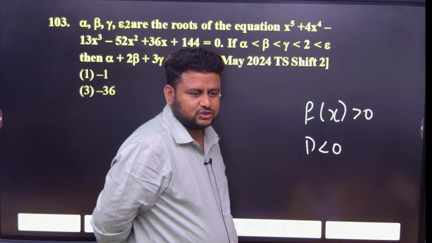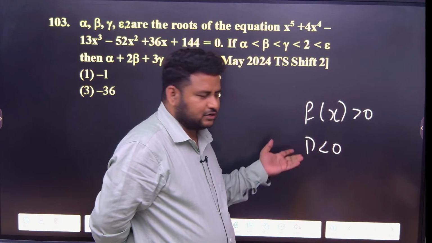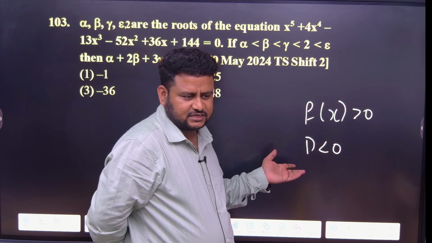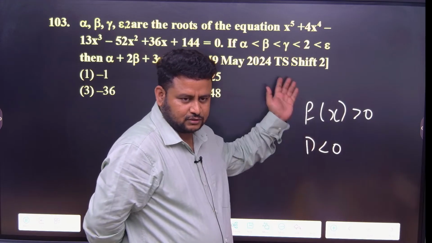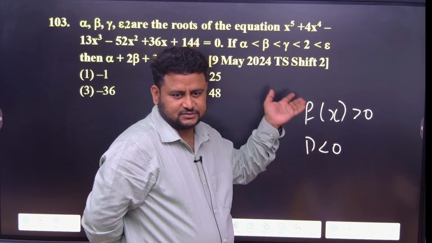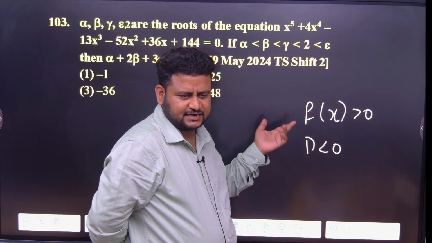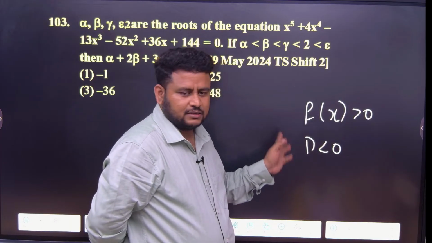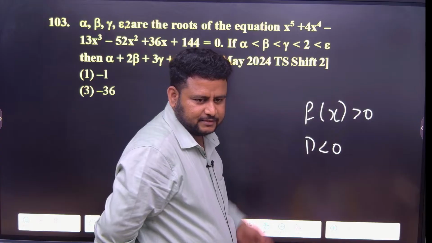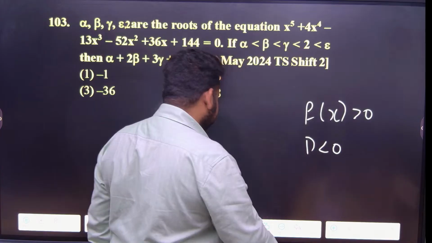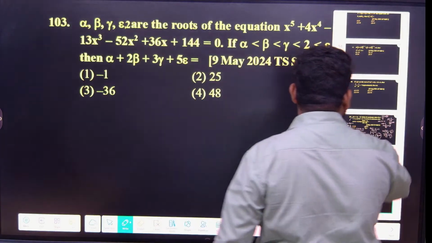I have told you this while talking about imaginary roots also: when D is less than 0, f of x will be greater than 0. The graph will be above the x axis. So whenever you take f of x greater than 0, discriminant should be less than 0, that is b square minus 4ac will be less than 0. Let us solve a question based on that.